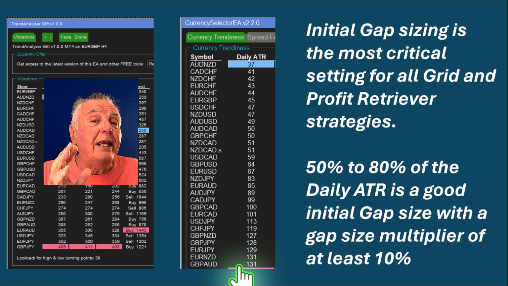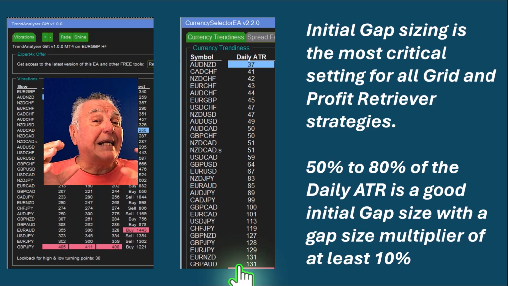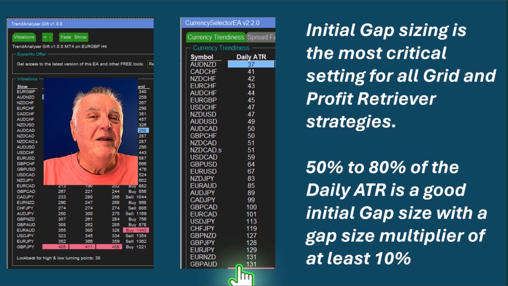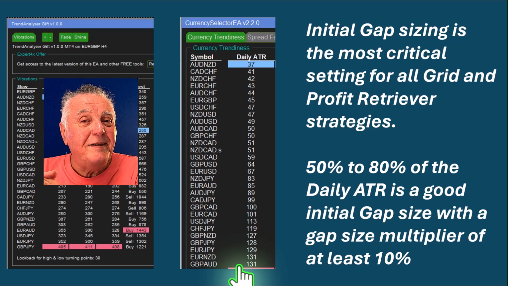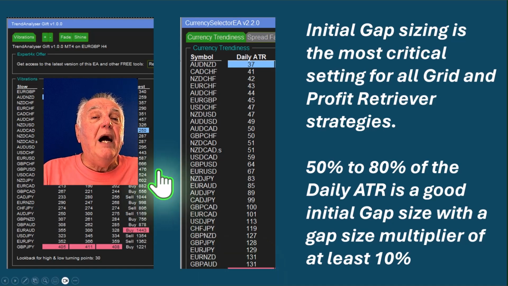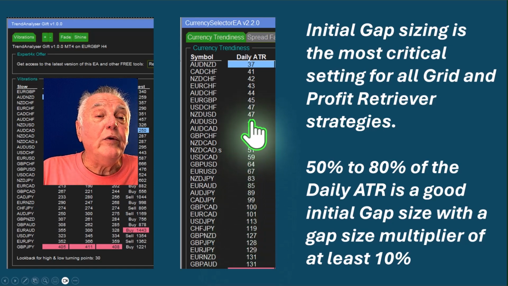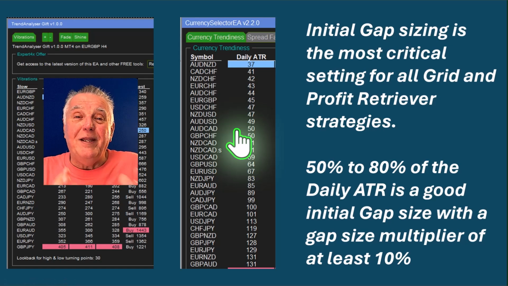So what we're saying is take 50% to 80% of the average range as a guide to what the grid sizes should be. The smaller the grid size, the higher the risk, but the higher the profitability. So it's a balancing act. The bigger the grid size, the safer it is, but the lower the profitability. But grid sizing is highly important, and this is where a lot of grid traders fail, in that they use grid sizes that are too small. Rather use a grid size that's too big than a grid size that's too small.